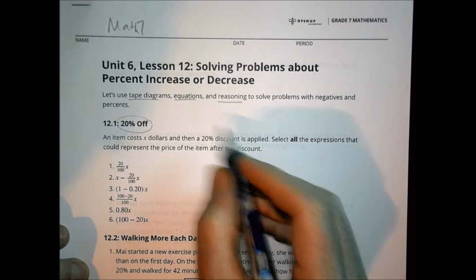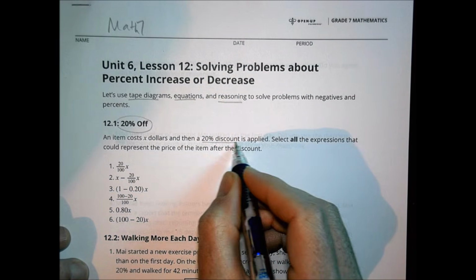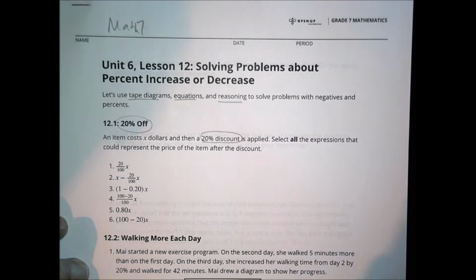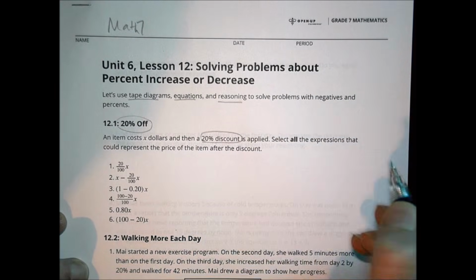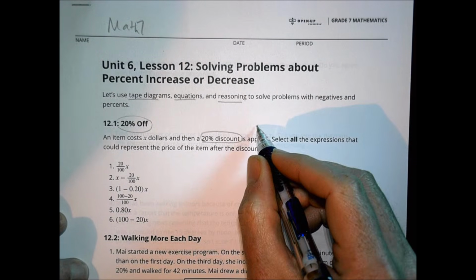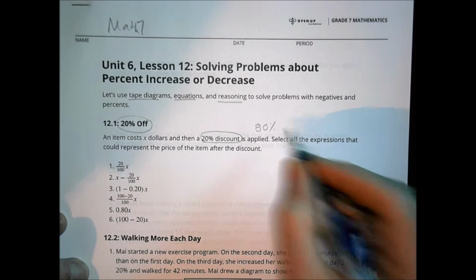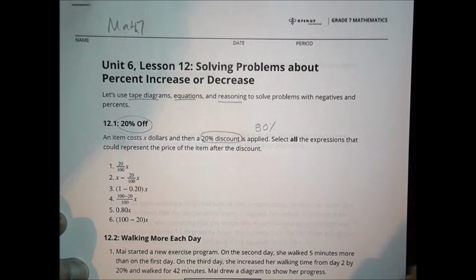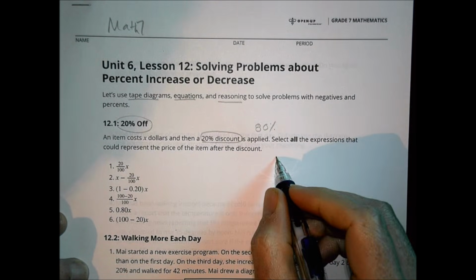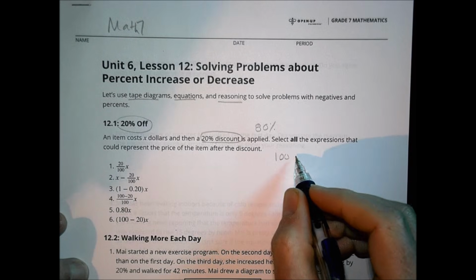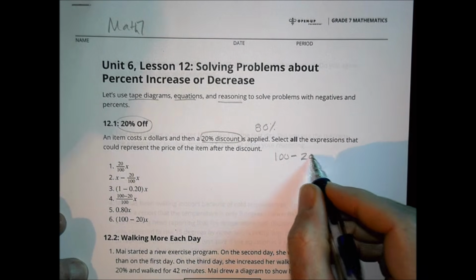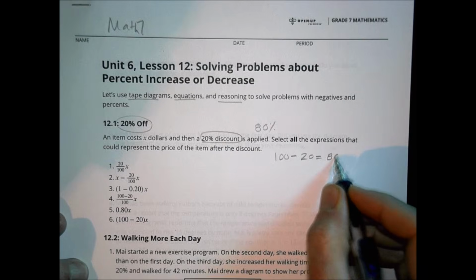And so 20% off means that there is a discount that's applied. So when you have a discount, 20% off, that also means that you're only paying 80% of the original cost. To get that 80%, what we're doing is we're saying, well, the original cost is 100%, and we're taking away 20%, and that leaves us with the 80%.